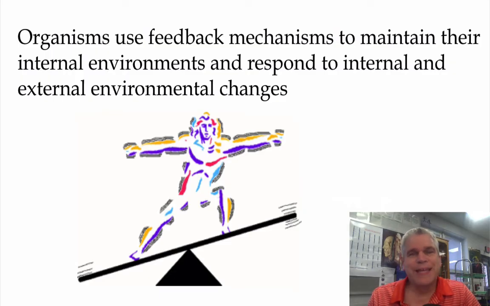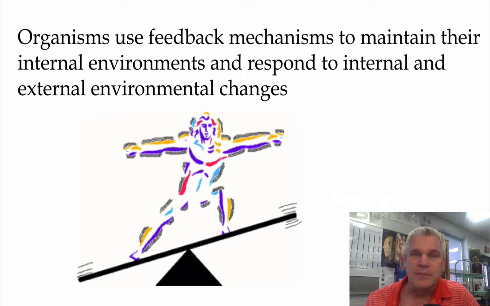Organisms have to maintain their internal environments as they respond to both internal and external environmental changes. And they'll do that through the use of a feedback system. There's two feedback systems we're going to talk about today. One is a negative feedback system, which is by far the most common type, and the other is a positive feedback system. Now, you're probably familiar with these without actually calling them negative and positive feedback systems.